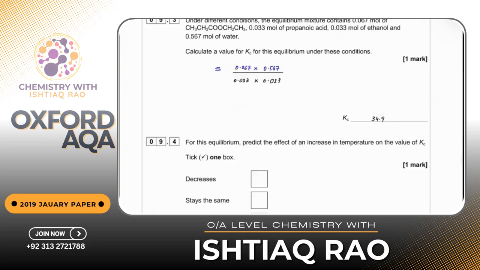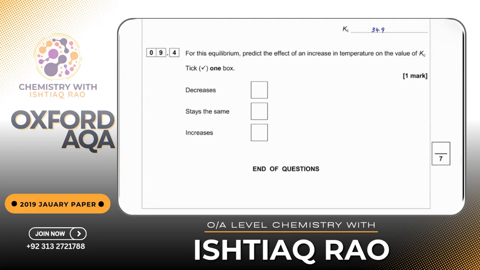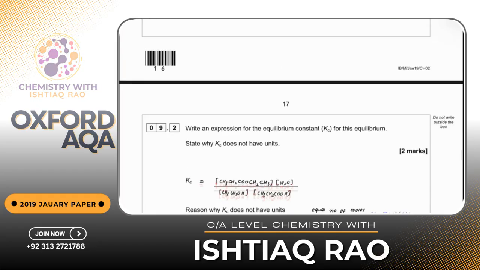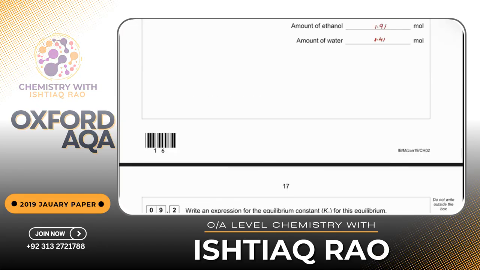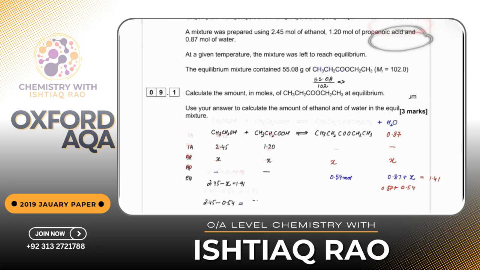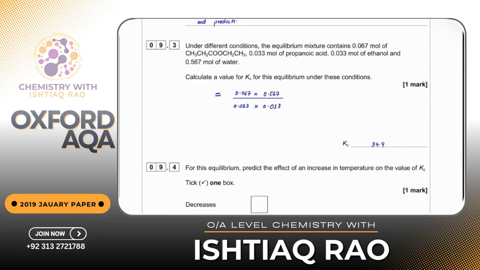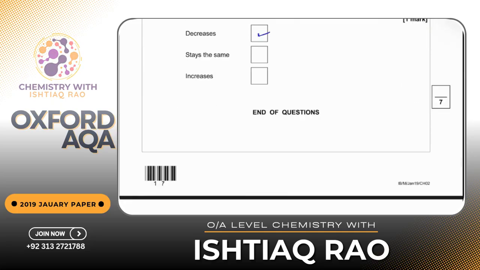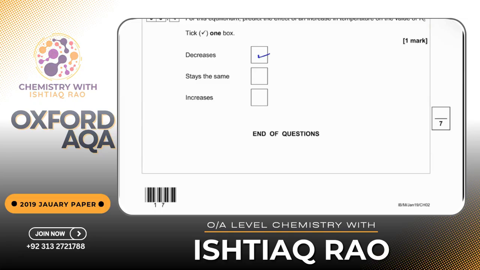For this equilibrium, predict the effect of an increase in temperature on the value of Kc. We have to see whether the reaction is exothermic or endothermic. They are saying the reaction is exothermic, so delta H is negative. If you increase the temperature of an exothermic reaction, the Kc will decrease. And if it's endothermic, the Kc will increase. That's it for this page.